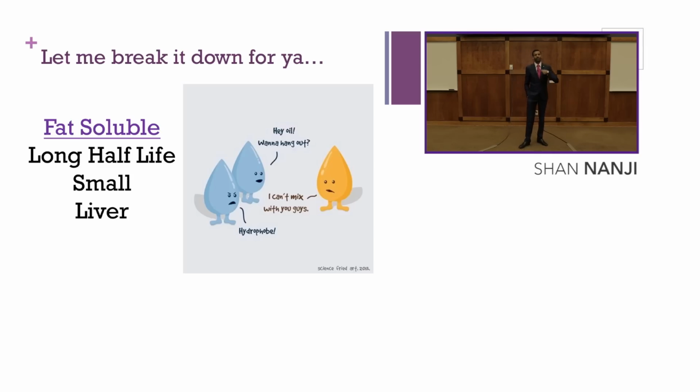So if it can get to where it wants to go easily, that also means it can stay there longer. That's why it has a long half-life. It's easy for it to get there, and it loves the environment, so it can stay there. Easy to get there, it can stay there, it has a long half-life.